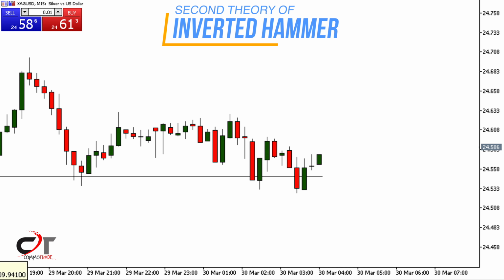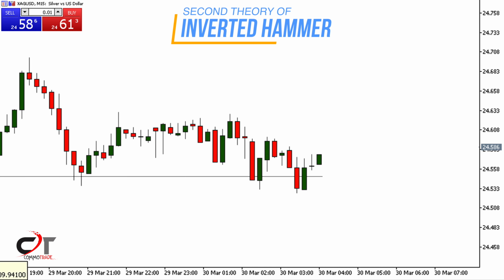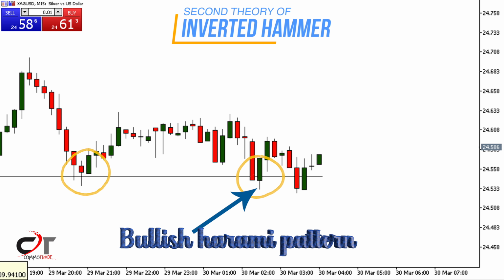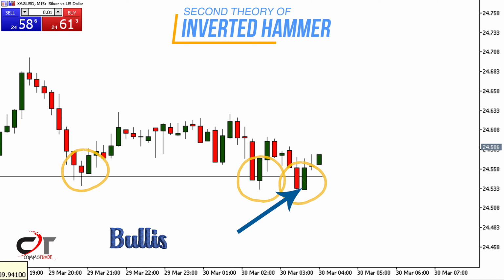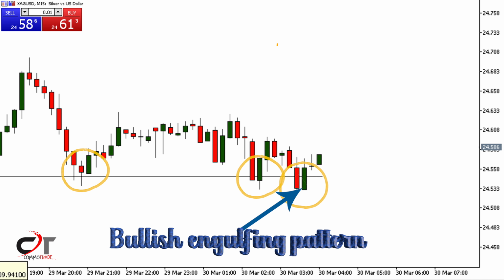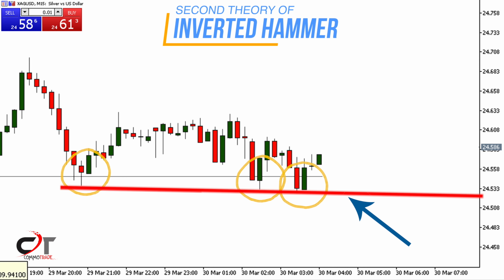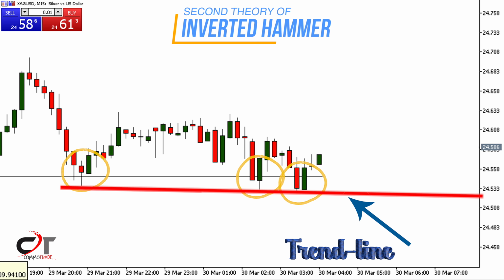This is an example of the inverted hammer candlestick pattern, shown in the chart of silver versus US dollar commodity, illustrating an inverted hammer reversal pattern after a downtrend. Here is a bullish engulfing pattern. Here is a bullish harami pattern. And here is also a bullish engulfing pattern. We can draw the trend line using these three patterns. The inverted hammer candlestick pattern forms on this trend line.